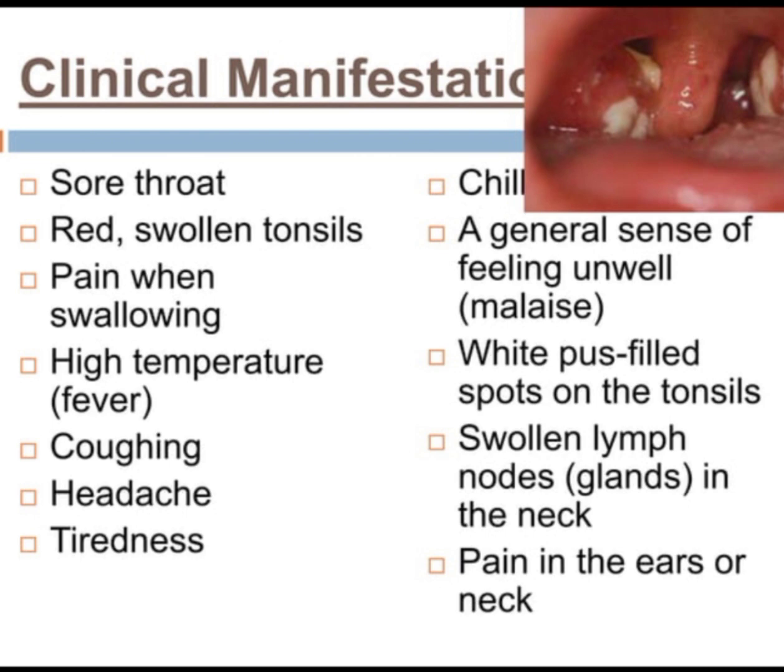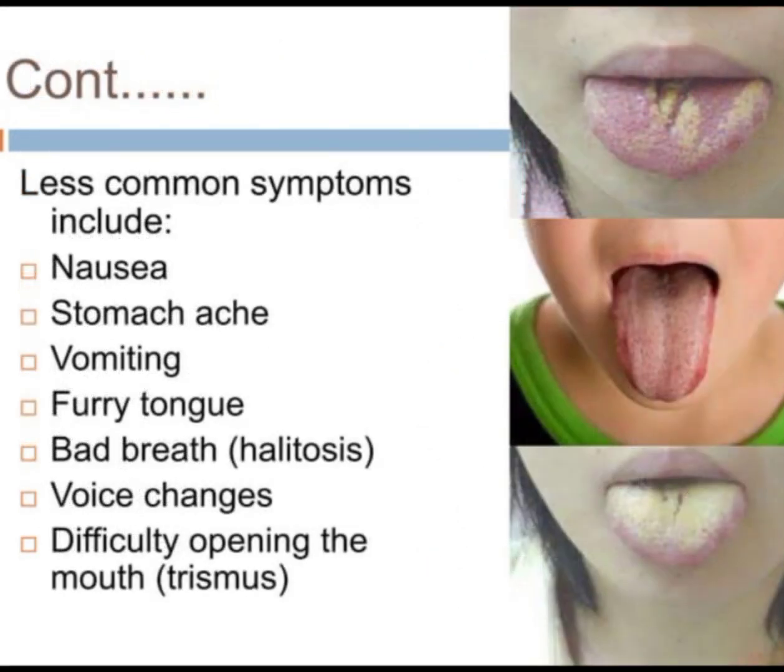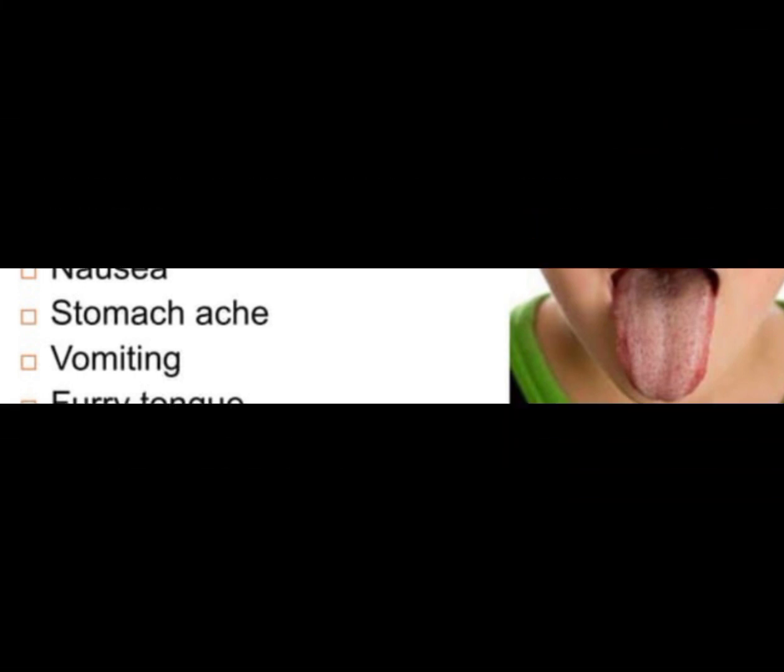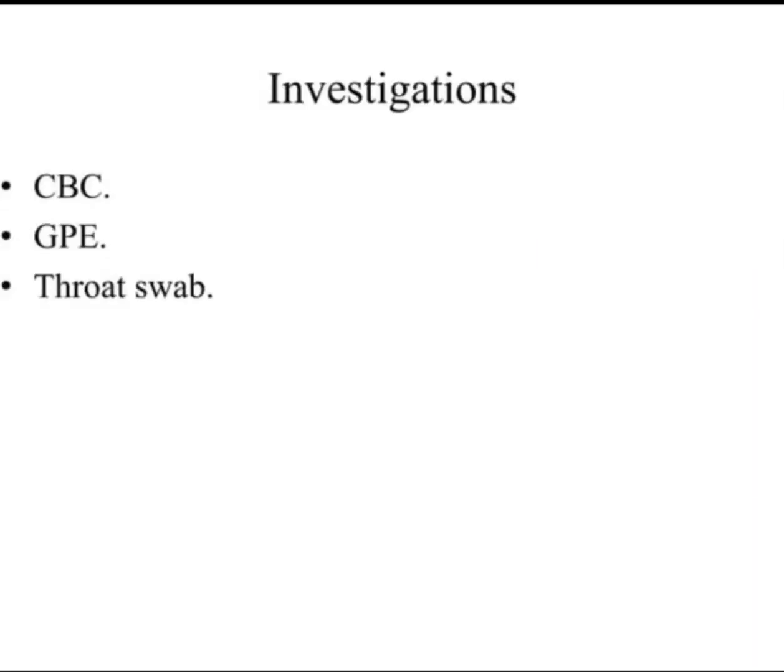Then coughing. Then the children may get headache, tiredness. Then chills, malaise, swollen lymph nodes, pain in the ear and neck. Less common symptoms include nausea, stomach ache, vomiting, white tongue, bad breath, voice changes, difficulty opening the mouth. So these are the less common symptoms compared to the earlier symptoms.